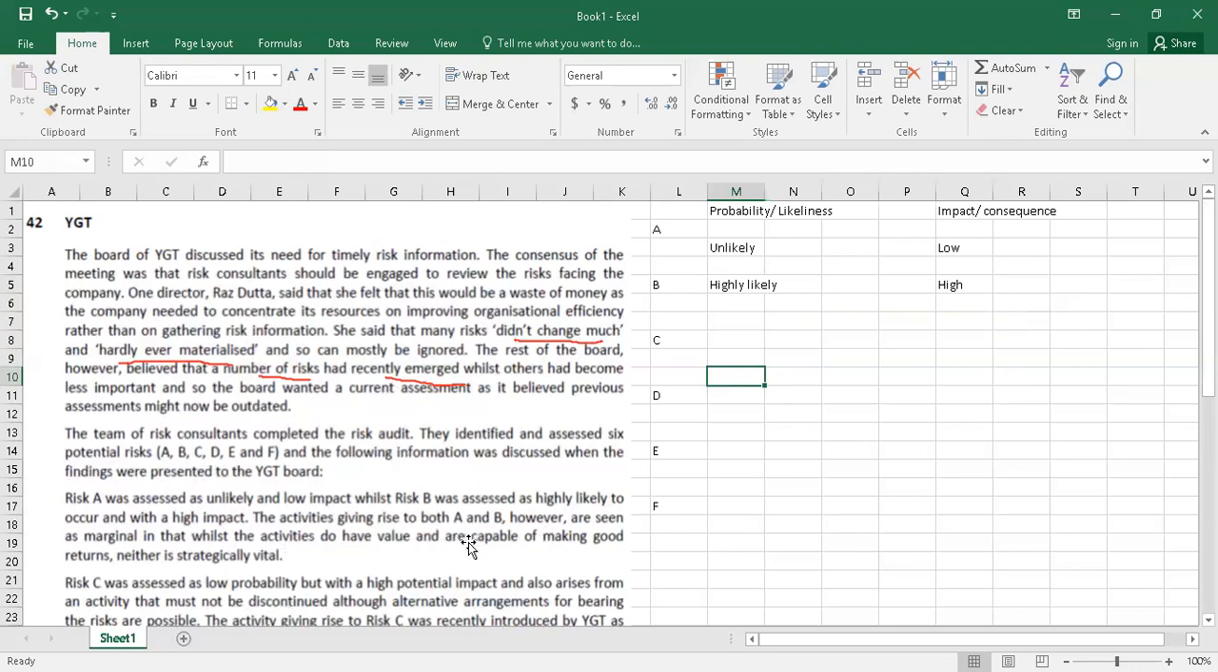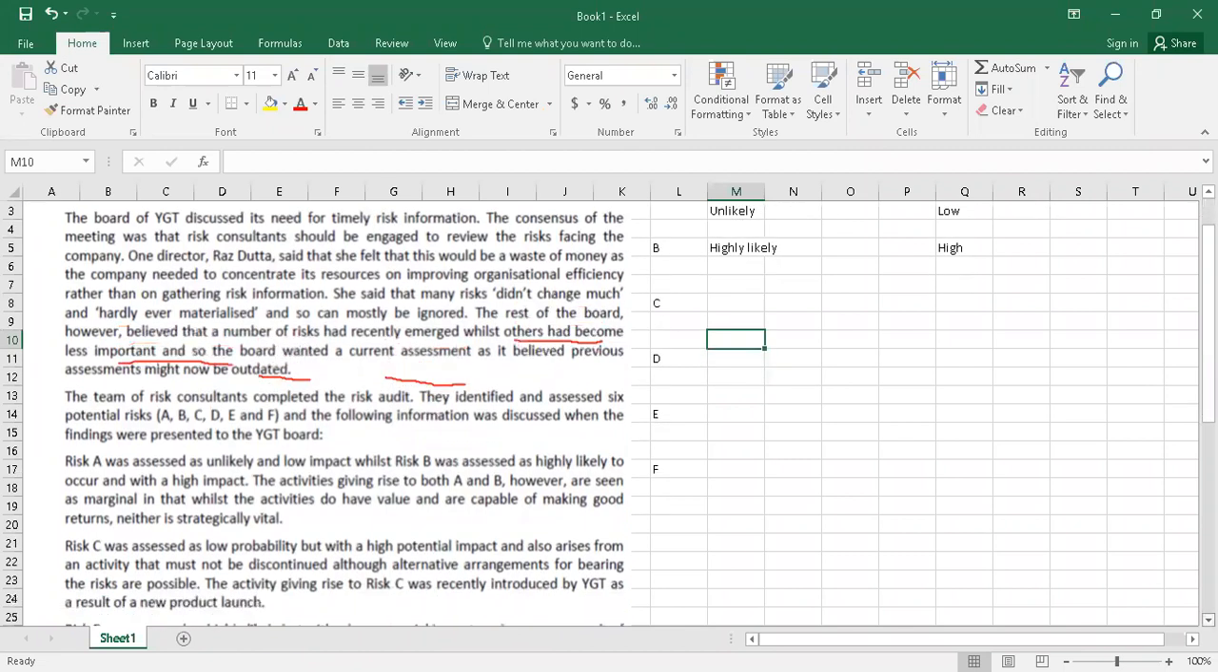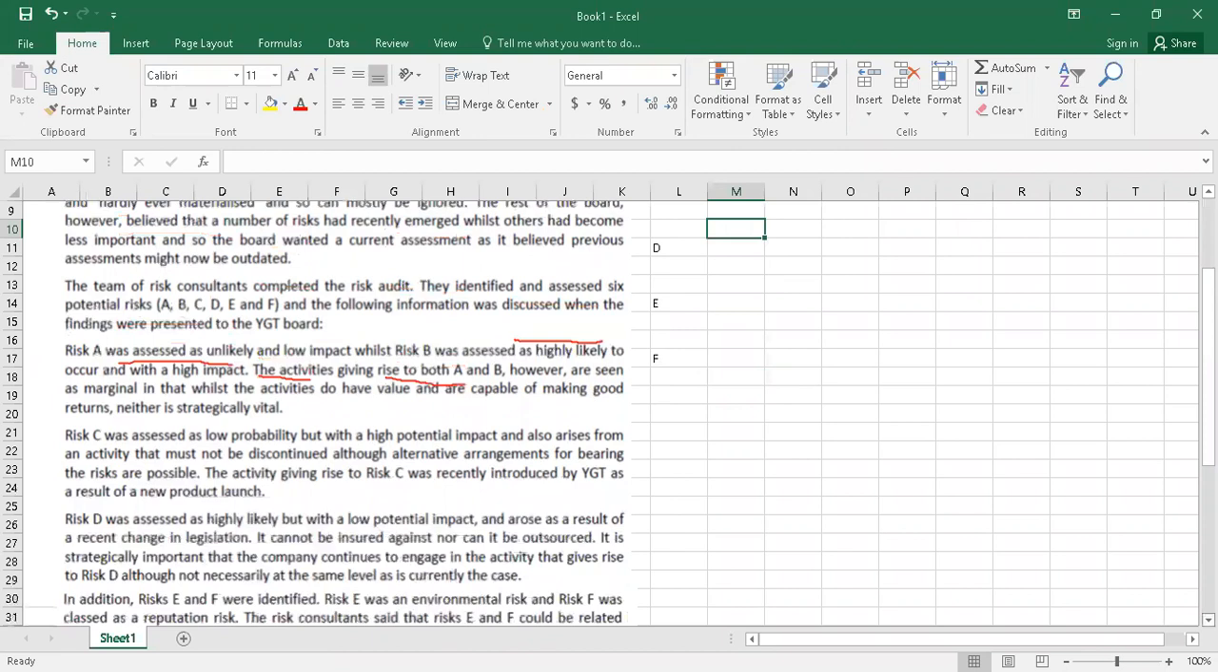The activities giving rise to both A and B, however, are seen as marginal in that while the activities do have value and are capable of making good returns, neither is strategically vital. Coming to C. C was assessed as low probability but with a high potential.